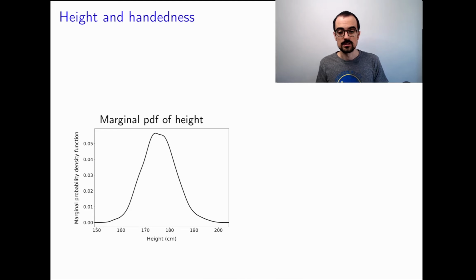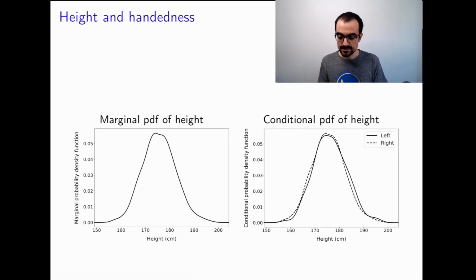Okay, let's look at another data set. In this case, I looked at this US Army data set that we already looked at when we were seeing continuous random variables. What I looked at is height and whether people were left or right-handed, where this was defined by asking them what is their dominant hand during writing. This is the marginal PDF of height. And these are the conditional PDFs of height, given that people are right-handed or left-handed.